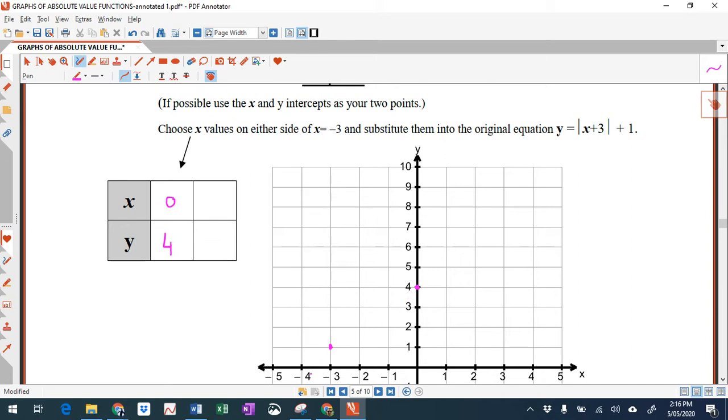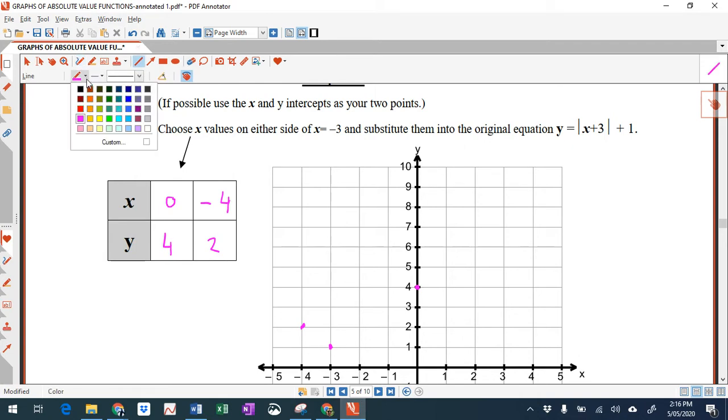Now I'm going to choose a point on the left-hand side of the vertex. So left of negative 3, I'm going to choose negative 4. I put negative 4 in here, I get negative 4 plus 3 is negative 1. Absolute value of that is 1, and add 1 is 2. So you get negative 4, 2. So you go negative 4, 2.